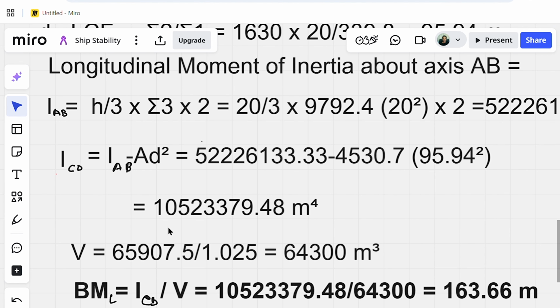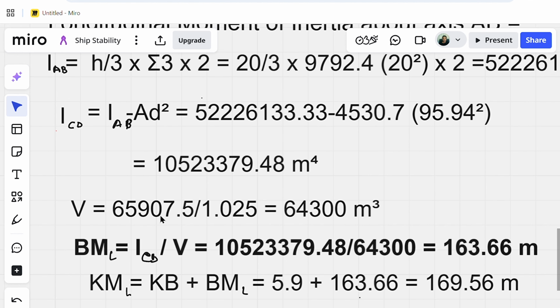So now I get the moment of inertia about the axis passing through center of flotation of the water plane, which is 10523379.48. Underwater volume is displacement divided by the density of seawater. Seawater density is not specifically given, but you have to then assume 1.025 salt water. So displacement divided by density 1.025, I get 64,300 cubic meters. This is the underwater volume.